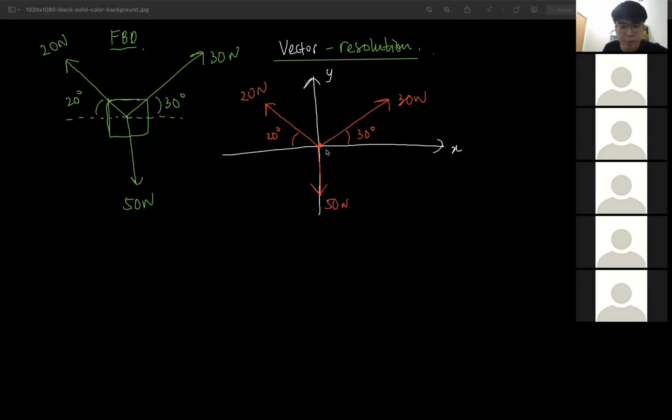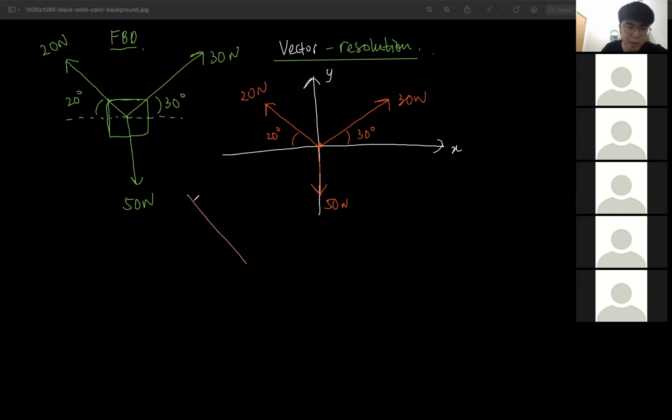50, no need, because 50 is already parallel to the y-axis. It's already the vertical component. Okay, 20 and 30, I want to resolve them, simply because they are not parallel to the xy axis. Let's do the 20 first.